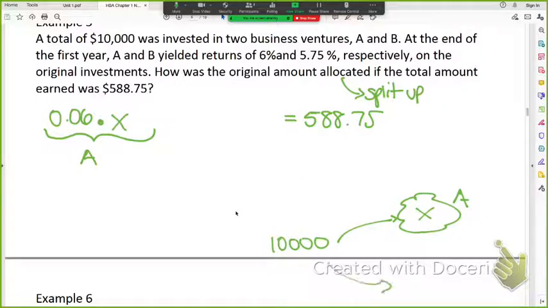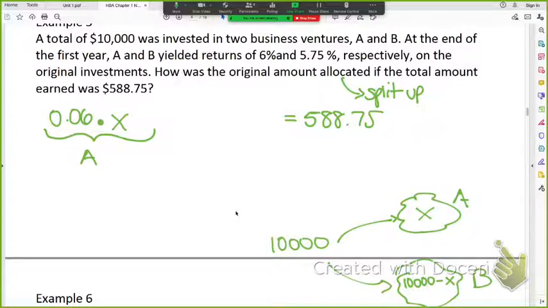You also took some money and put it in investment B, right? If you took away, math language, X dollars out of 10,000, how much do you have left for B? What's take away mean? Subtract. So you have left for B 10,000 minus X. You're basically saying I put this amount in A, the rest of it in B. So this is how we're going to set this up.